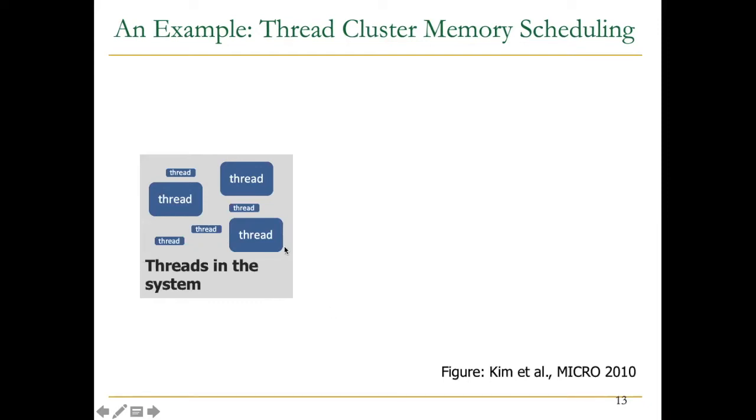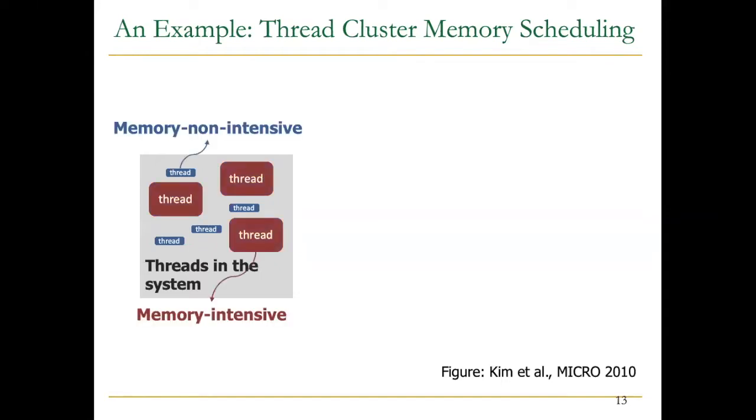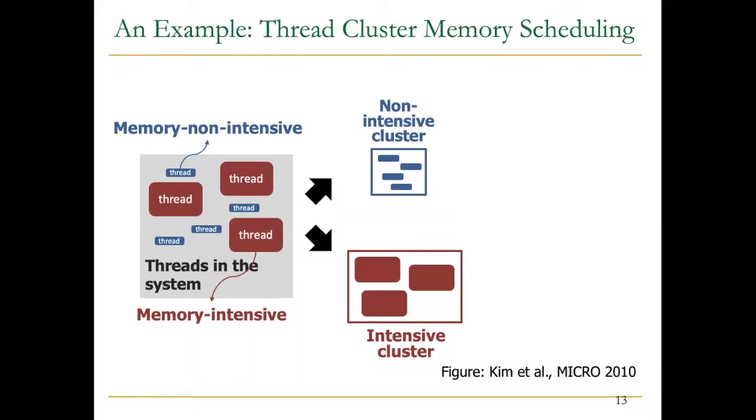This work actually looks at hardware threads, basically hardware contexts in the system. These are the threads that are executing on different hardware contexts, and it classifies them as memory non-intensive and memory intensive, and basically prioritizes them separately. It forms two different clusters in the memory controller, non-intensive and intensive. And what it does is it prioritizes the non-intensive applications over the intensive applications, because it realizes that they create so few memory requests that if they're prioritized over these intensive applications, they're not going to make the performance of this intensive cluster suffer.